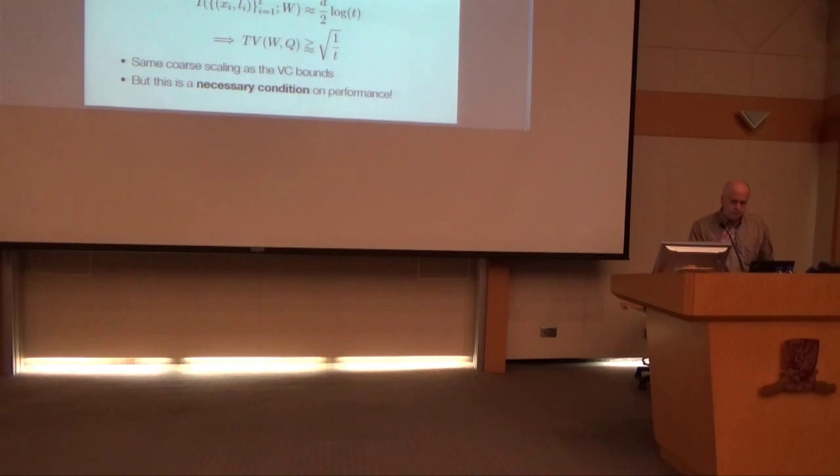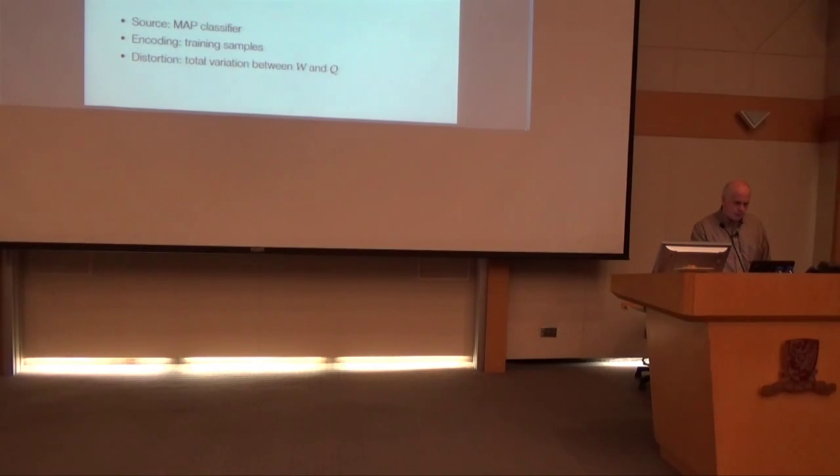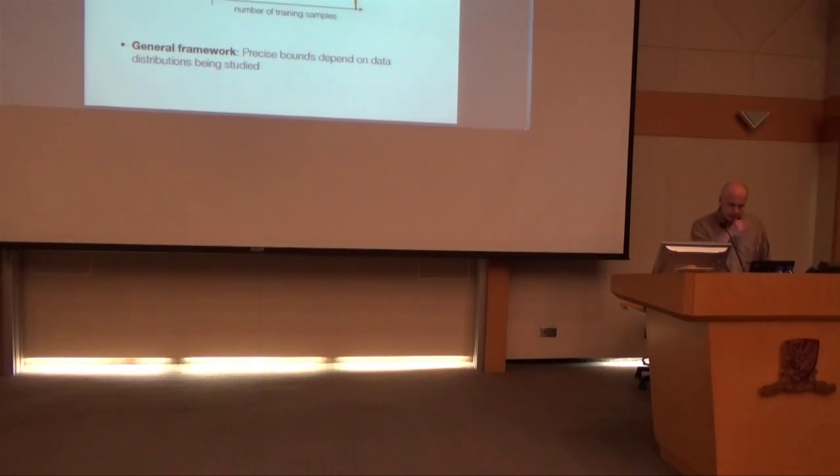And under some mild conditions, we obtain the same coarse scaling as the VC bounds, but these are lower bounds rather than upper bounds. So we've learned something about the shape of that region, where D is the dimension of this parameterizing set.